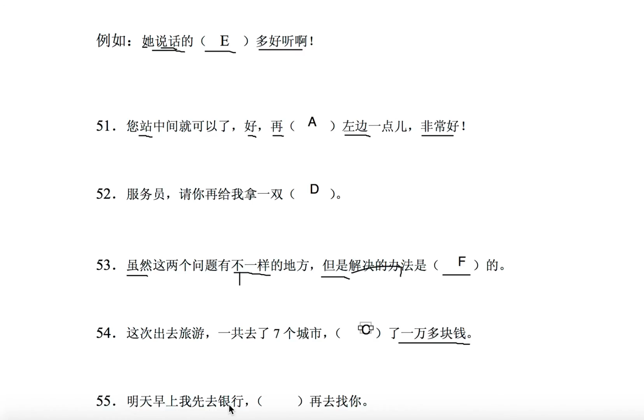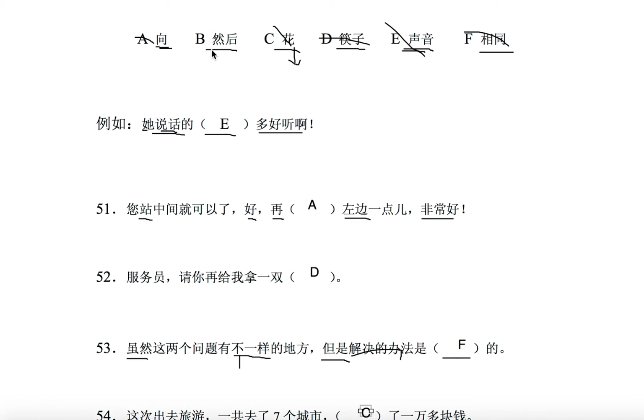明天早上我先去银行。Something, something. 再去找你。Tomorrow morning, I will go to the bank first. See this one? 我先去银行。先去。I first go to the bank. What would you say next? And then, I will go find you. 我再去找你。Usually, we say that 我再去找你 means we go to your place. And then I will go to your place.